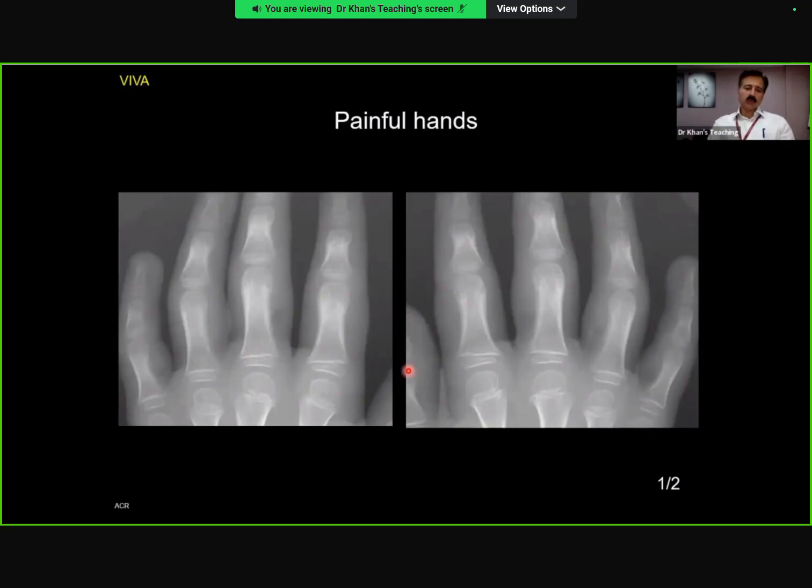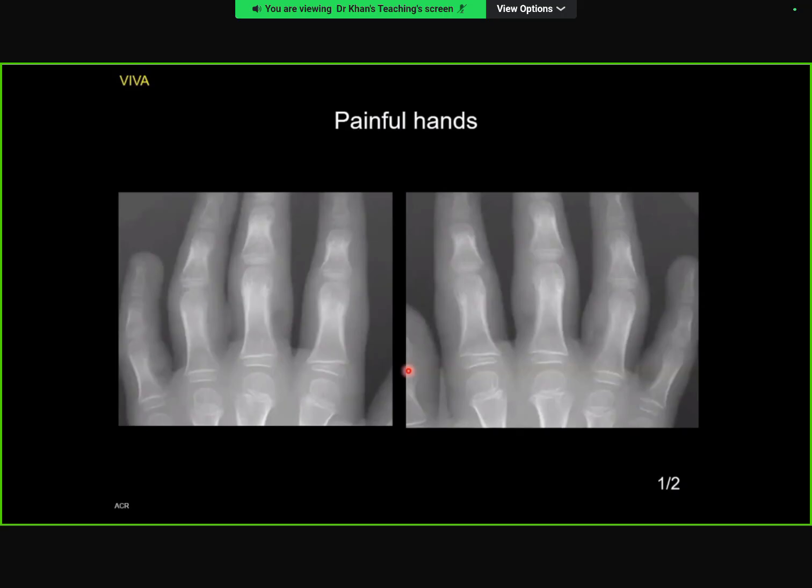Candidate 2, over to you. Okay, so these are zoomed in images of the hands for a child patient. I think these show periosteal reaction at the lateral aspect of the proximal phalanges, fairly symmetrically.